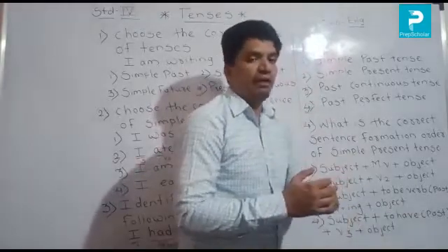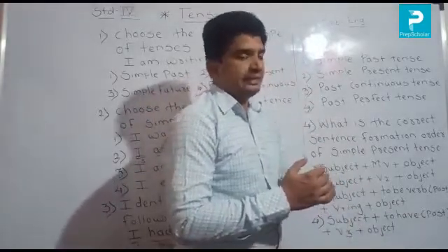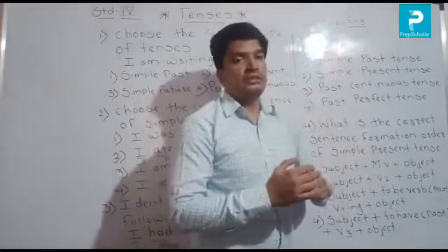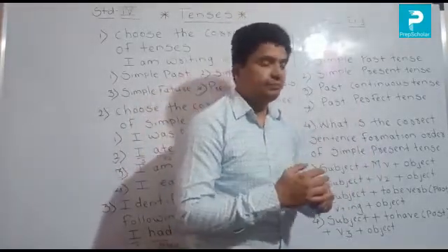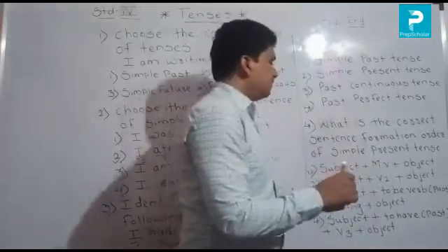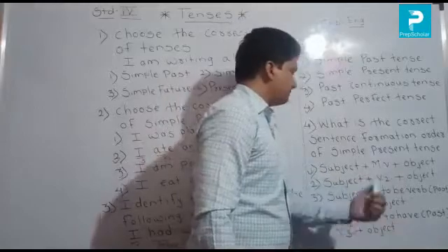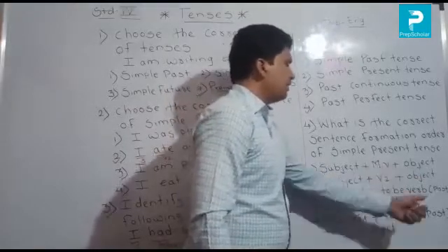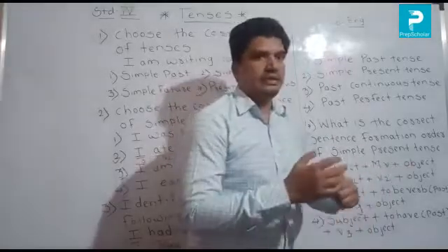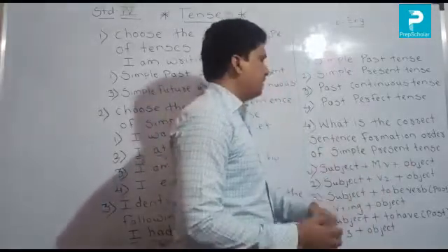So which formula having simple present tense? Simple present tense चा formula काय होता? Subject plus main verb plus object. So where is that option? Option number 1. Subject plus main verb plus object. कर्ता क्रियापदाचं पहिलं रूप आणि कर्म हे फॉर्म्युला आहे simple present tense. So option number 1 is correct.